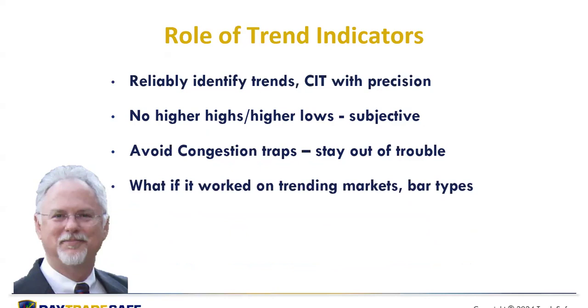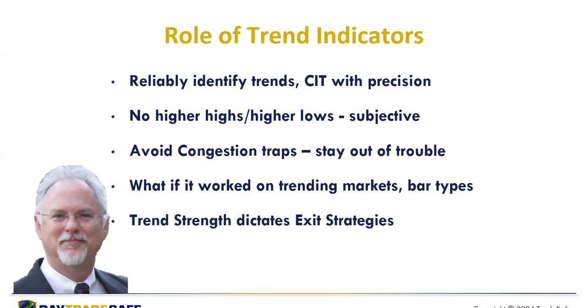Now, this indicator, UTCI, Universal Trend and Congestion Indicator, will work on any trending type of market, meaning it'll indicate you've got a trend or not. And it works on a whole bunch of different kinds of bar types. I don't know that it'll work on every conceivable bar type, but I do know that regular bars, candlesticks, Renko, things like that, I tried it on them all.